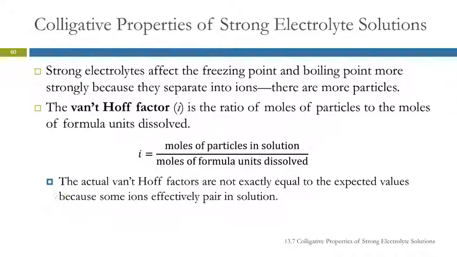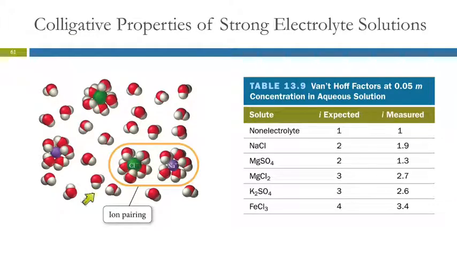The actual Van 't Hoff factors are not exactly the same as what we expect them to be. Sometimes they're pretty close, sometimes they're way off, and the reason is that some ions pair up even though they're in solution. So this is what ion pairing looks like. Here we've got a chloride ion surrounded by water molecules, and we've got a sodium ion also surrounded by water molecules, but they're still somewhat attracted to each other, and so they pair up and hang out together, and so they act kind of as 1 particle instead of 2 particles.